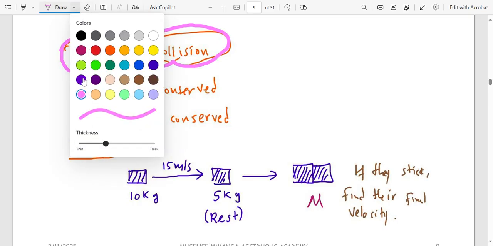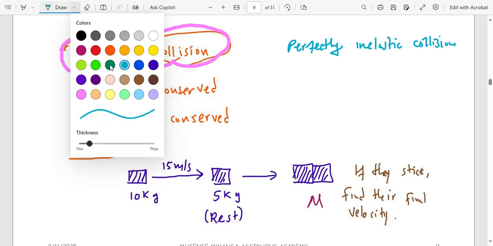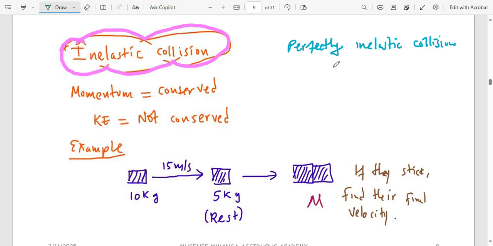And then sometimes they'll tell you the object has undergone what we call a perfectly inelastic collision. So if you hear of a perfectly inelastic collision, it means that after the collision, the two objects that collided stuck together. That's the meaning of perfectly inelastic. Okay? Objects stick.